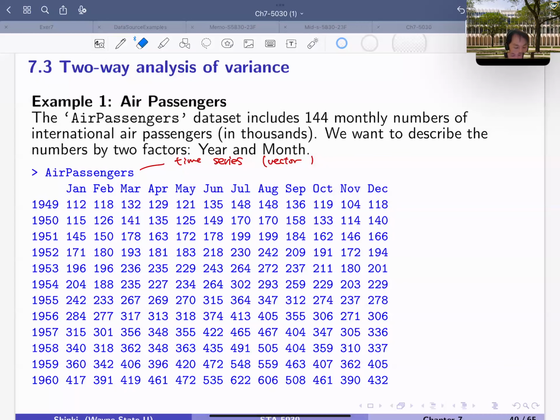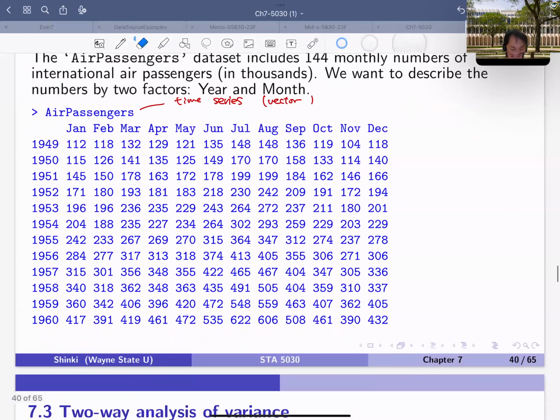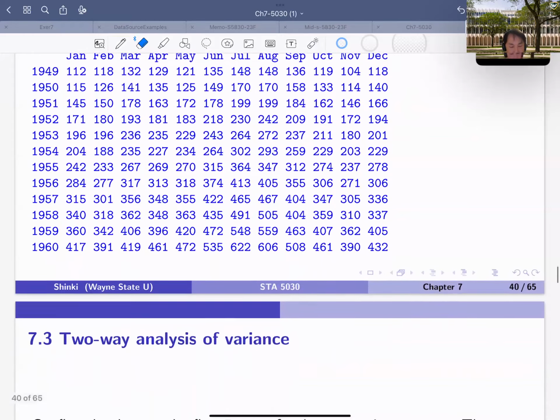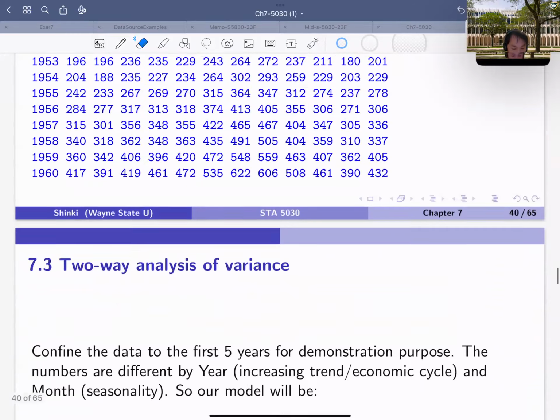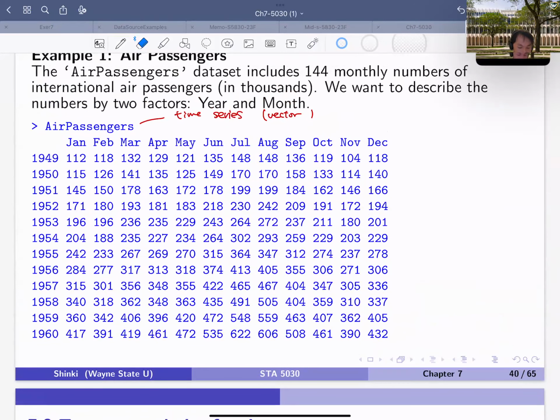So this vector is defined so that it starts at January 1949 and is monthly data. Actually, this is a vector with 144 elements. But anyway, we want to use these as 2 factors. The one is months, and another factor is year.